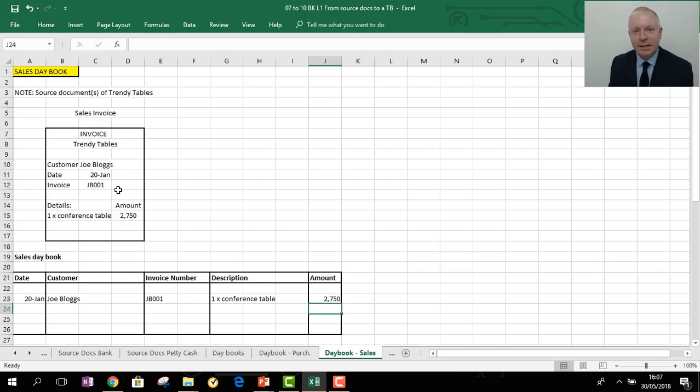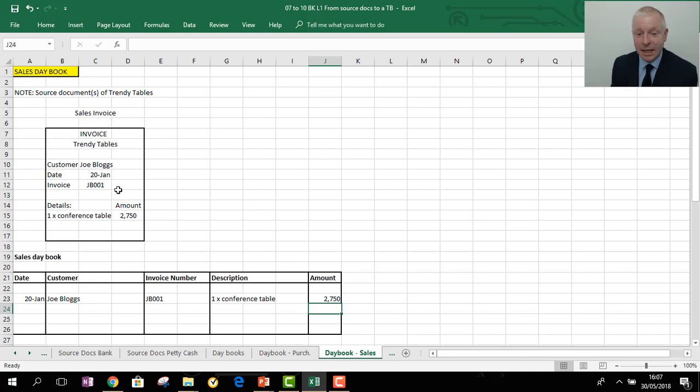So that is a very simple sales daybook. Again, the greater the volume of transactions that your organization engages in, the more transactions it will have in the sales daybook. Now, some organizations might have hundreds, some might have thousands, some might have hundreds of thousands of transactions in the sales daybook. Some may have very few. It just depends on the type of business or organization in which you're operating.